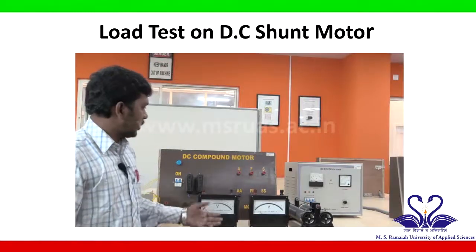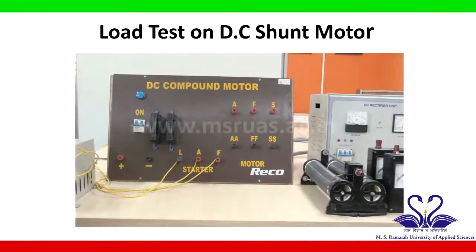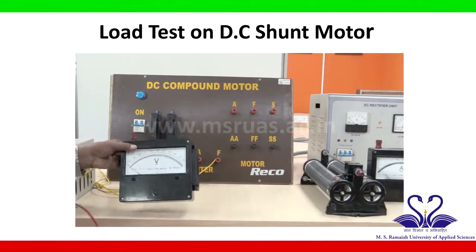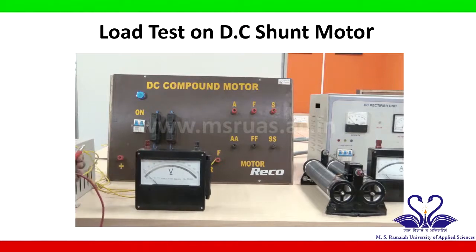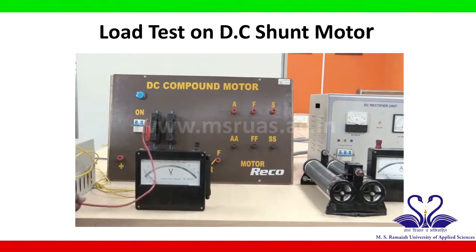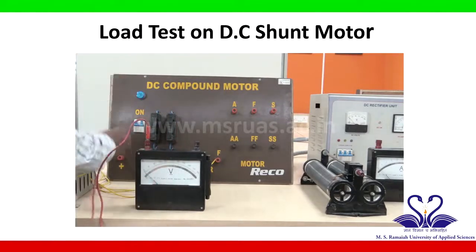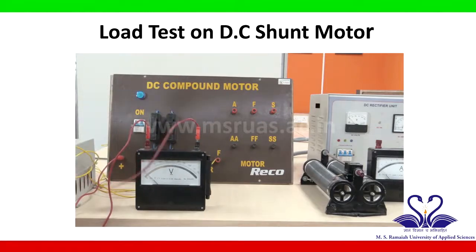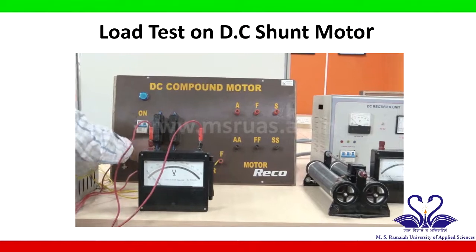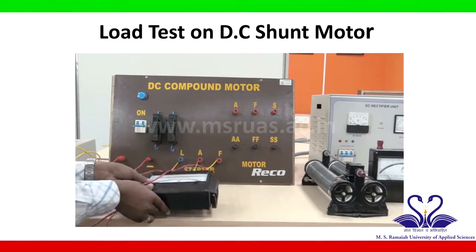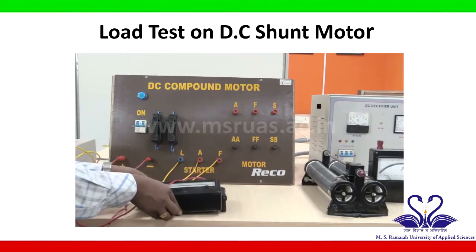Now let us start the connections as per the circuit diagram. Now let us take the voltmeter. Now connect this voltmeter across the motor terminals, that is positive and negative. So the positive of the voltmeter is connected to the positive of the motor terminal. Now the negative of the voltmeter is connected to the negative of the motor terminal. And now keep the voltmeter in the horizontal position to avoid error in the meter reading.